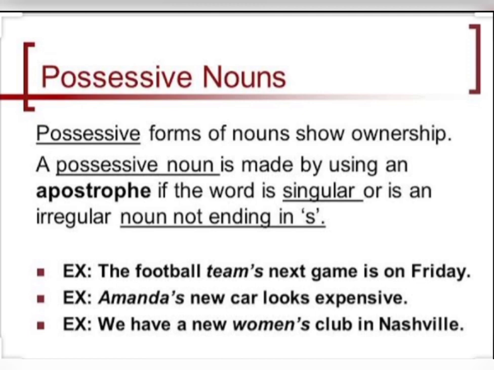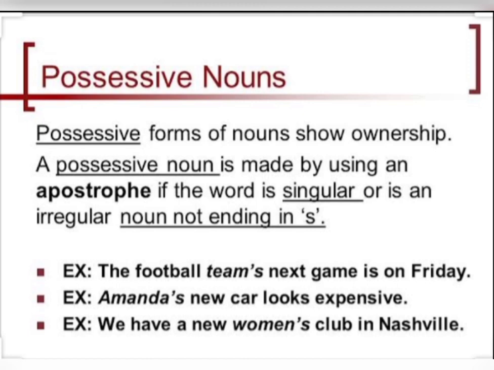Many of the times it indicates singular or plural. For example, the football team's next game is on Friday. The word team, after it is given apostrophe s, indicates the ownership of the team. Second example, Amda's new car looks expensive. The name of the girl is Amda, so after the name an apostrophe has been given. So it's the possession of only Amda's car.